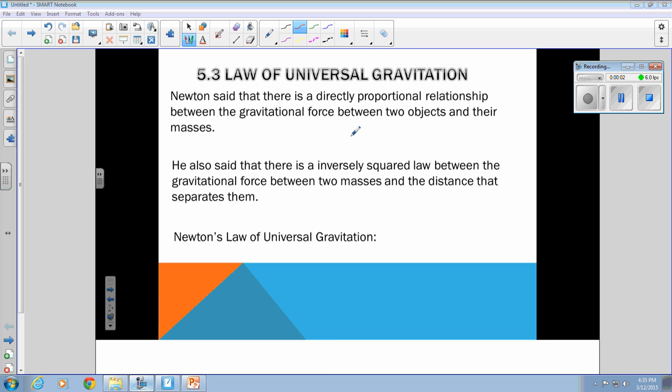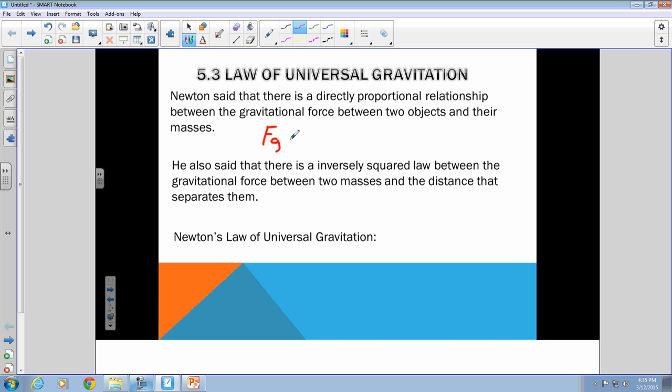We're going to talk about Newton's law of universal gravitation. Basically, what he said is there is a directly proportional relationship between the gravitational force between two objects and their masses. So this force of gravity, Fg, which we know as weight, Fg is proportional, this little line means proportional, to mass 1 and mass 2. Simple enough. There's some proportionality between the force of gravity between these two masses and the masses themselves.